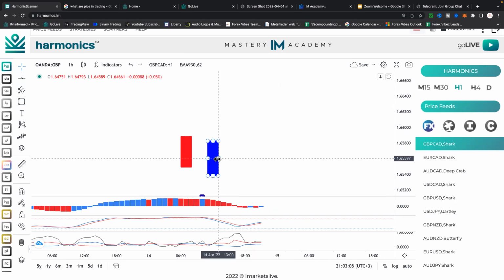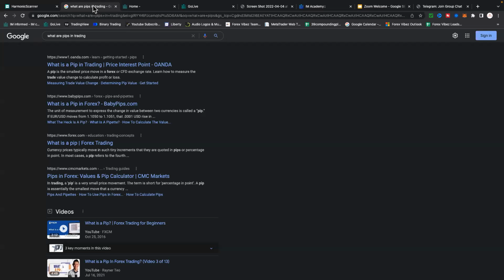Another thing to note before we pull back up the scanner is that the market moves in what we like to call pips, aka steps. What exactly are pips? I'm going to show you a website at the end where you can look over here, and simply what it says is that a pip is the smallest price move in the market. It measures your trade and calculates your profit or loss.